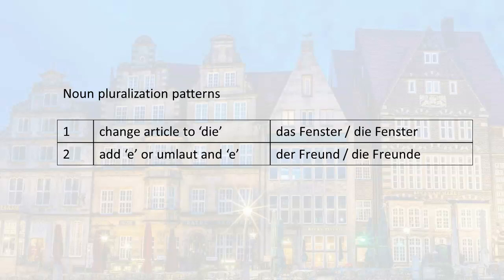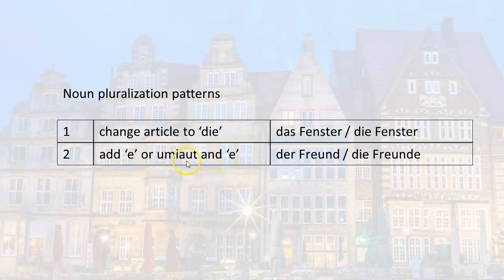Remember that to make a noun plural in German, the bottom line is you have to memorize it. There are, however, patterns that are helpful to be aware of. So we've already learned the first two patterns. The first one was just change the article to die. So das Fenster, the window, becomes die Fenster, the windows. And we learned how to add an E. So der Freund, the friend, becomes die Freunde, the friends.